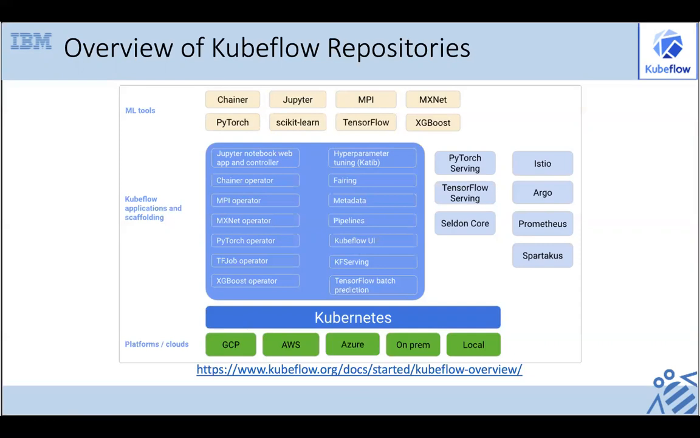And then on the right side of the blue circle, you will see a list of major components inside Kubeflow, like knative, fairing, metadata, pipeline, Kubeflow UI, KF serving, and TensorFlow batch predictions. And behind the scenes, we also have third-party applications such as Istio, Argo, Prometheus to help us enhance the experience and connect things together. And behind the scenes, everything is running on Kubernetes, and you could deploy Kubernetes on different cloud providers or on your on-prem machines. So now let's go ahead and introduce what each repository is.